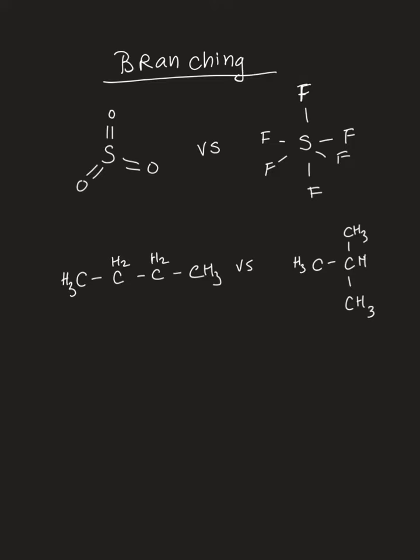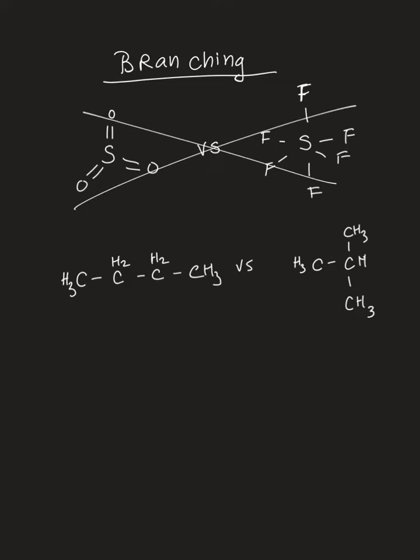Okay, so with branching, what I saw is that many of you took it that if an atom was bound to a greater number of atoms, that meant there was a higher degree of branching. So for instance, this molecule would be more branched than this molecule because this sulfur is bound to 3 things, whereas this sulfur is bound to 6 things. So that's not actually what is meant by branching. If you see a molecule like this, it's not branching.